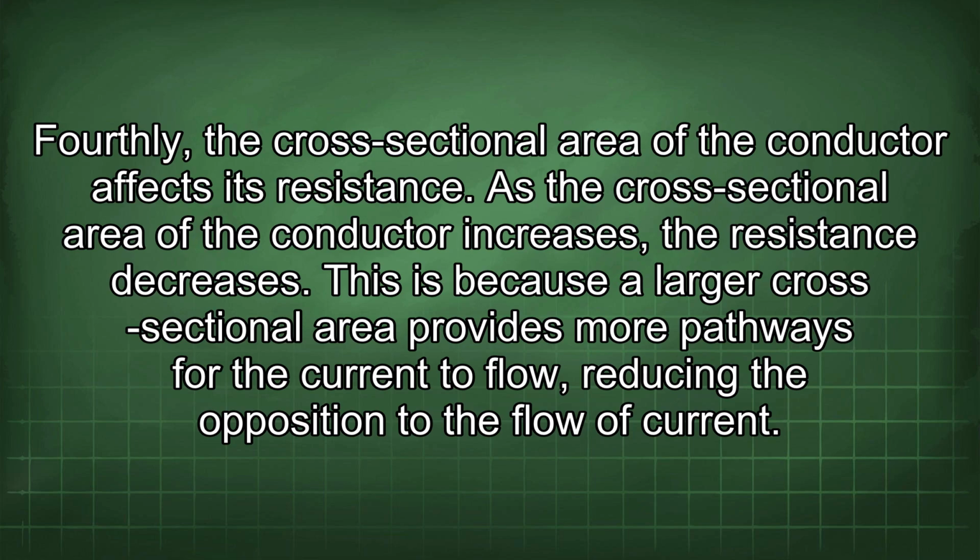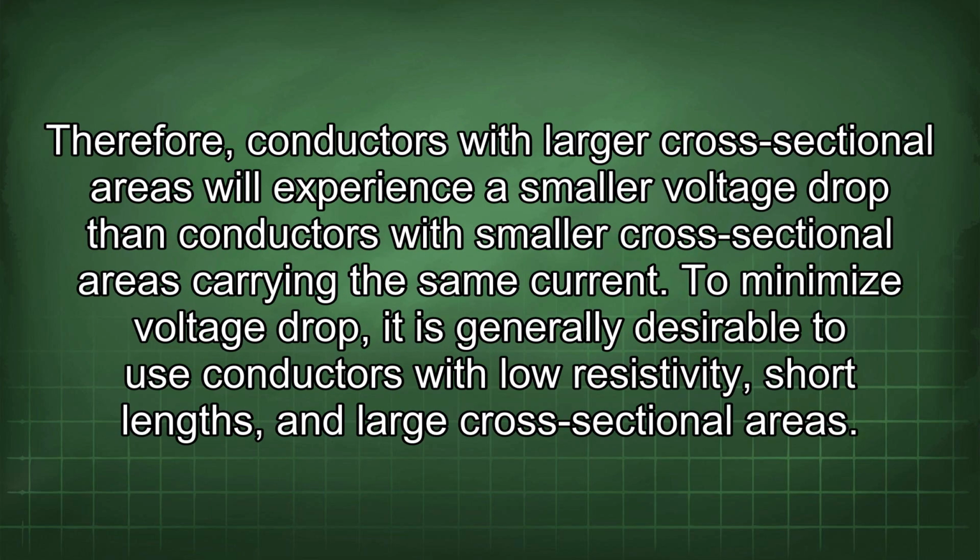Fourthly, the cross-sectional area of the conductor affects its resistance. As the cross-sectional area of the conductor increases, the resistance decreases. This is because a larger cross-sectional area provides more pathways for the current to flow, reducing the opposition to the flow of current. Therefore, conductors with larger cross-sectional areas will experience a smaller voltage drop than conductors with smaller cross-sectional areas carrying the same current.